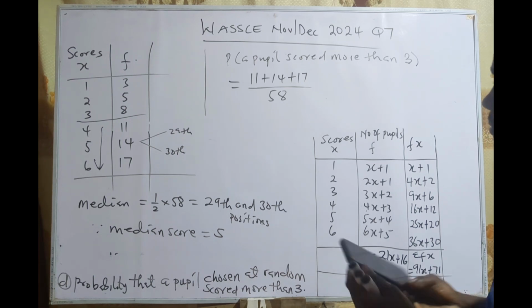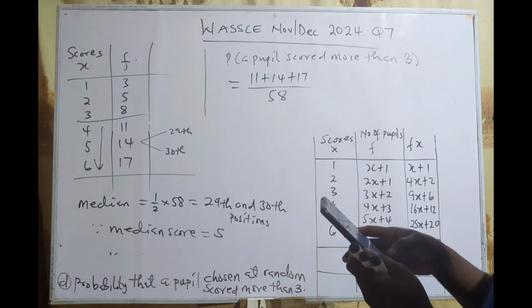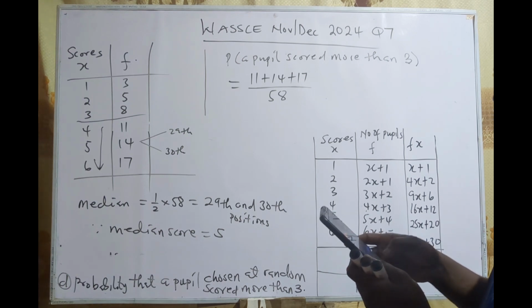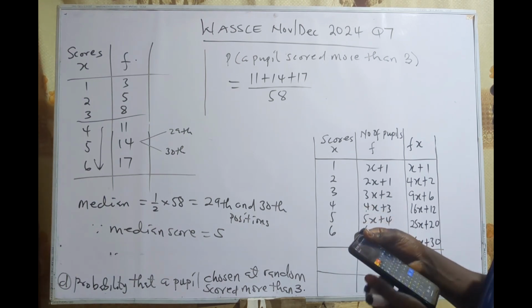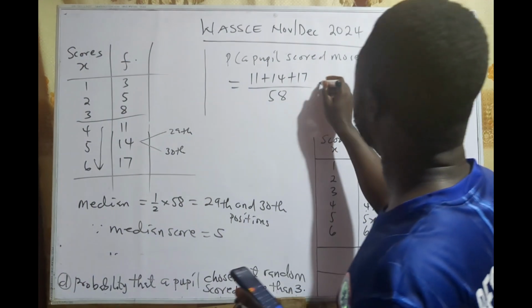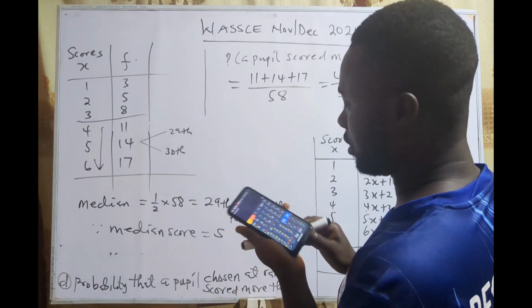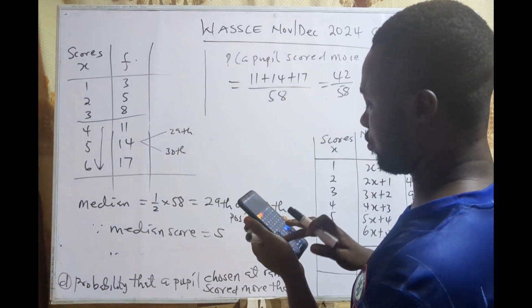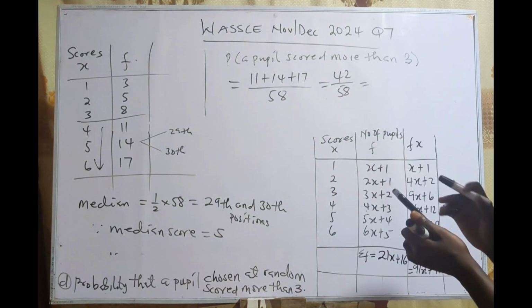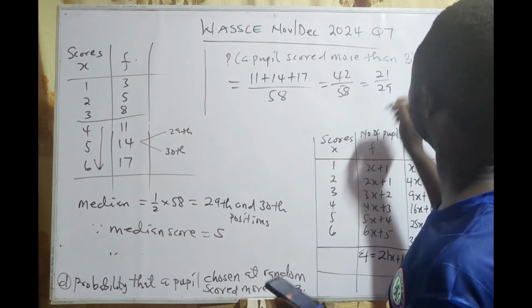So let's add 11 plus 14 plus 17, and that will give us 42. 42 on 58. And let's simplify. What is 42 on 58? That is 21 on 29.